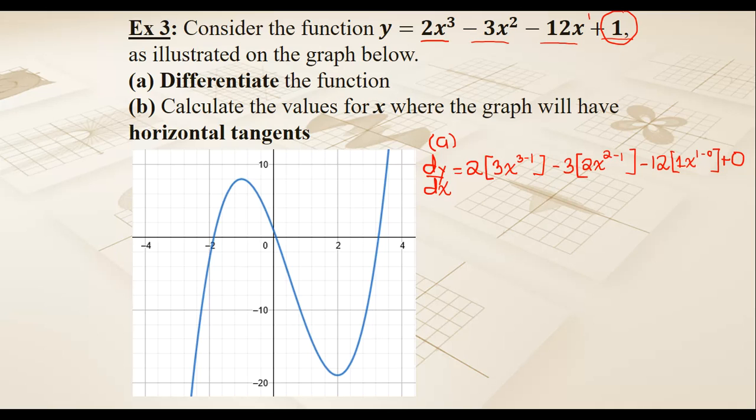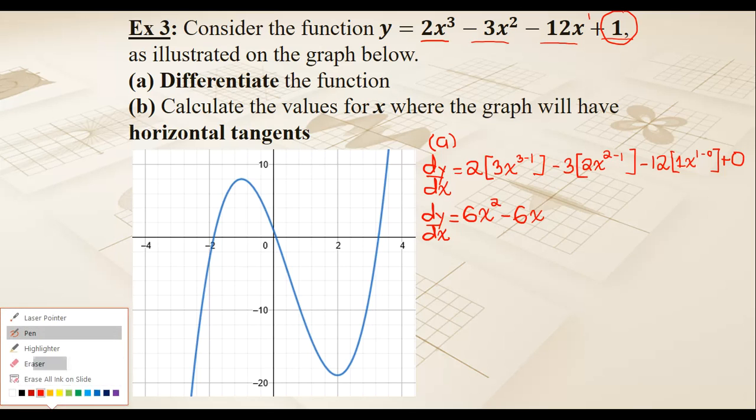Okay, let's clean this up a little bit. So this would then turn into dy/dx equal to 2 times 3 is 6, x to the 3 minus 1 would be x squared. Subtract 3 times 2 is also 6, and then 2 minus 1, so that would just be 6x. And then here, this is x to the 1 minus 1, not 1 minus 0 there. My bad. Let's fix that. Yeah, we're subtracting 1.